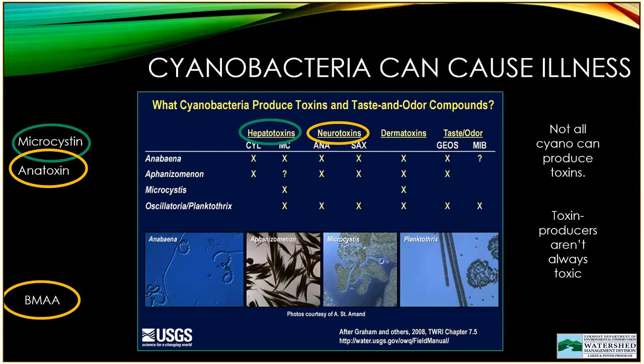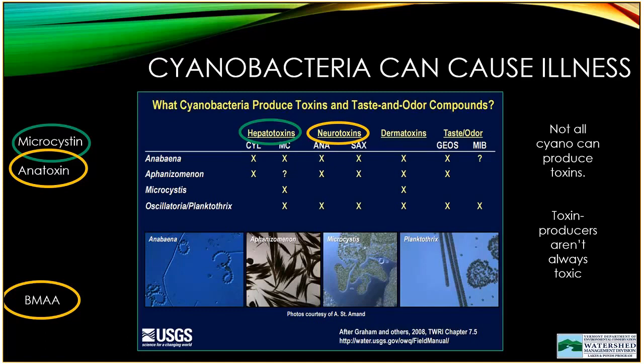These compounds affect the liver. The most common one is microcystin, and we do detect microcystin in Vermont every year, usually on Lake Champlain, but occasionally on other lakes as well. The group circled in orange, the neurotoxins, are compounds that can affect your nerve activity.